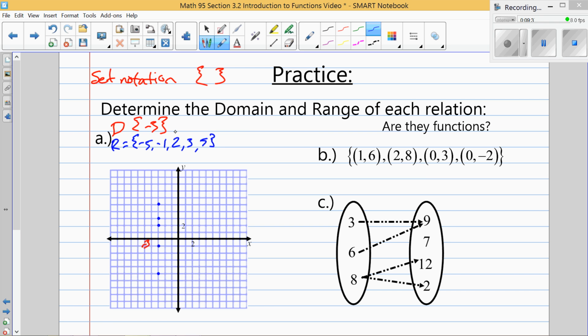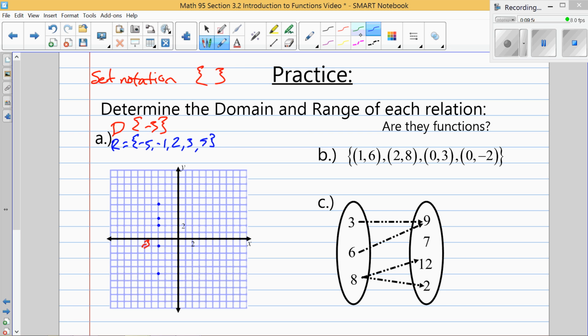What this set notation says is I don't know anything between -5 and -1, and I don't know anything between -1 and 2, between 2 and 3, or between 3 and 5. I only have information about my relation at these specific places. That's why we use this notation.